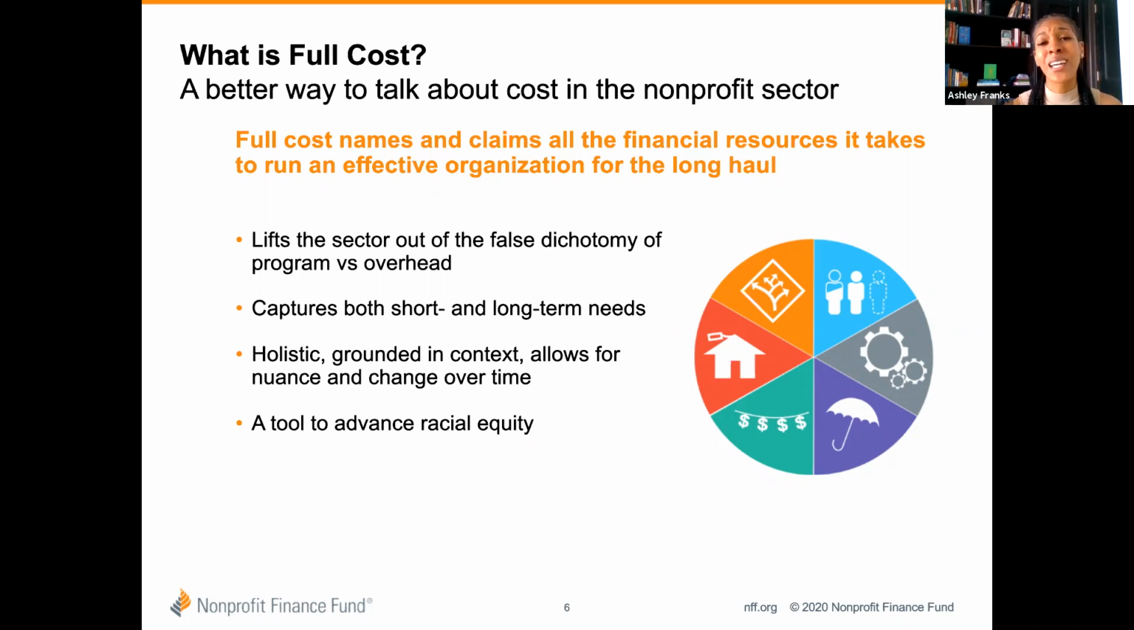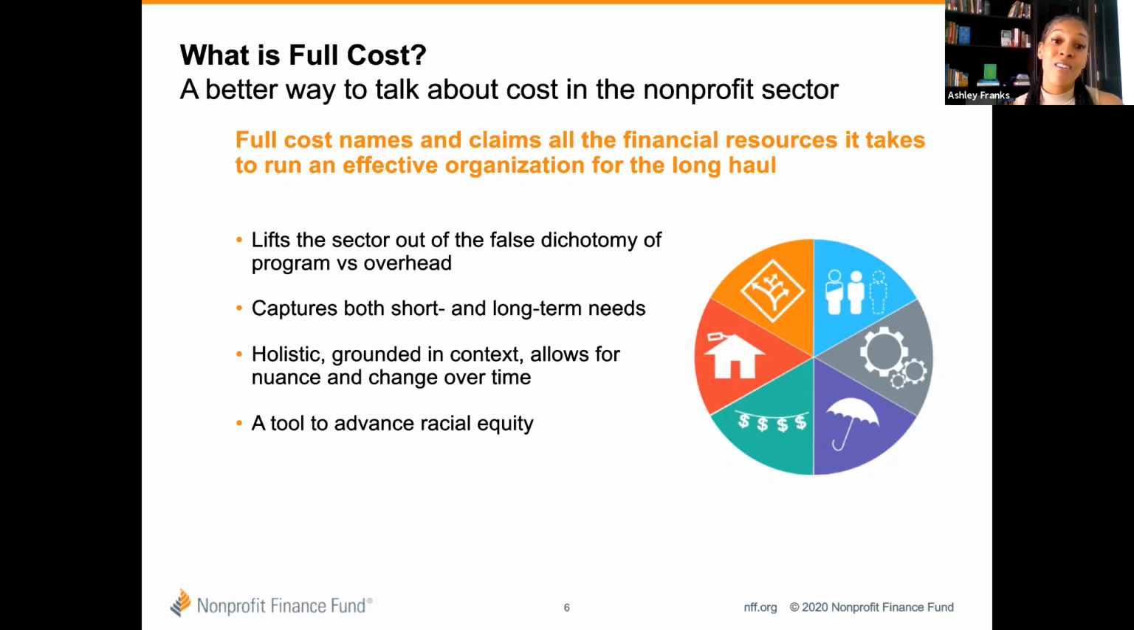And it's really easy to get conflated because often as a sector, when we use this language, we are talking about just program versus overhead or direct costs versus indirect costs. And these are certainly important things to talk about, right? It is super important that we demystify the segregated nature of these costs as we think about the fullness of our day-to-day needs. But at NFF, when we say full cost, we mean something much, much more.